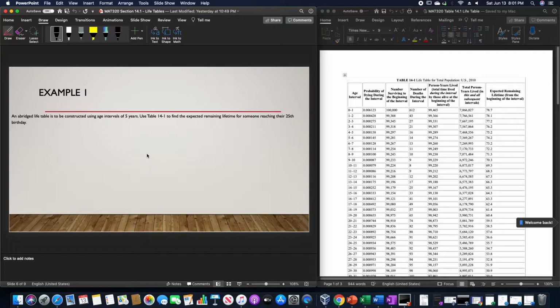Suppose an abridged life table is to be constructed using age intervals of 5 years. Using table 14.1, we want to find the expected remaining lifetime for someone reaching the 25th birthday. For the 25th birthday, down over here, we see this expected amount is 54.7, that being the expected remaining lifetime.